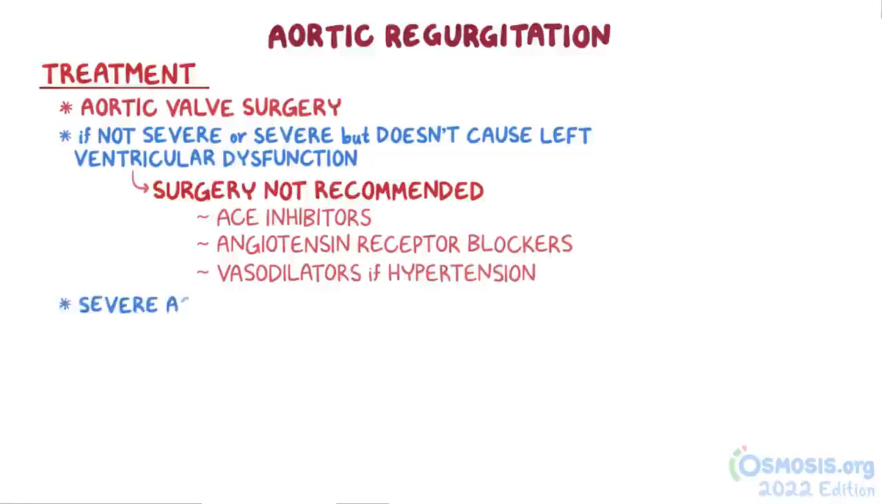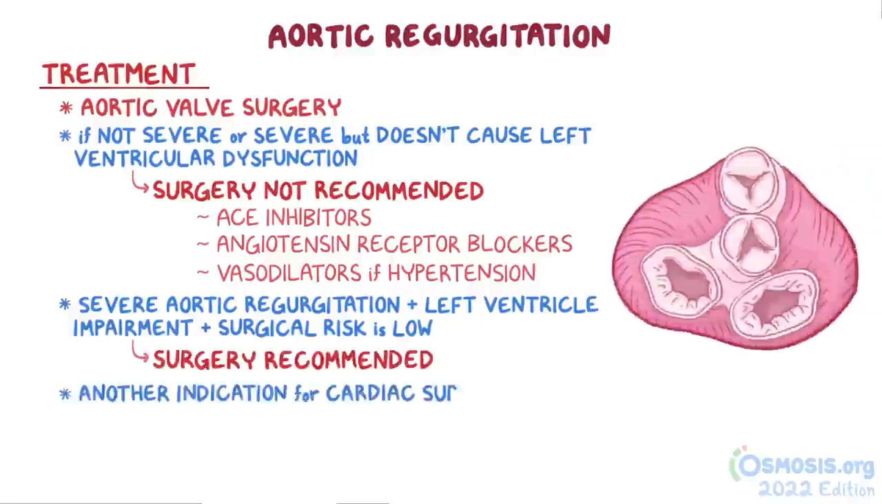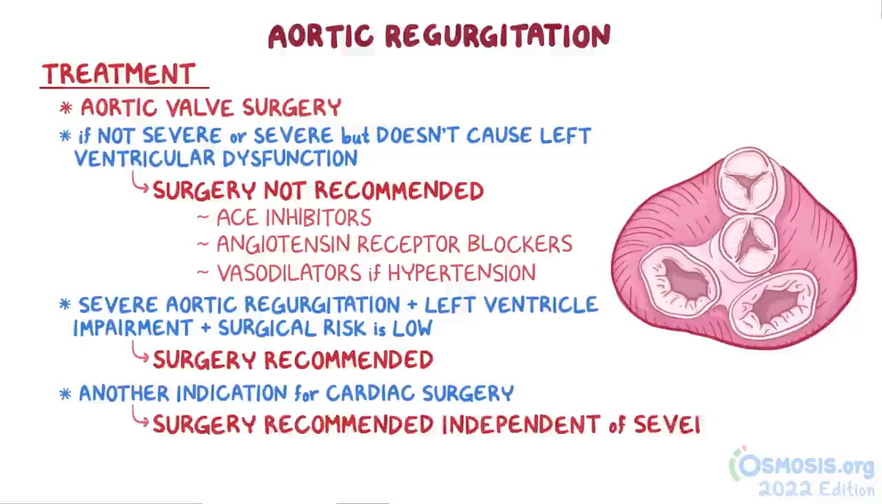Now, if there's severe aortic regurgitation and left ventricle impairment, and if the surgical risk is low, then aortic valve surgery is recommended. Alternatively, if individuals have another indication for cardiac surgery, like concomitant disease of another valve, then aortic valve surgery may be done independently of severity.